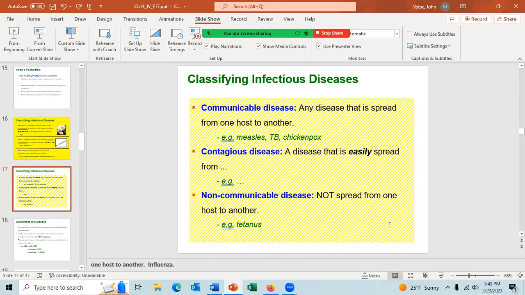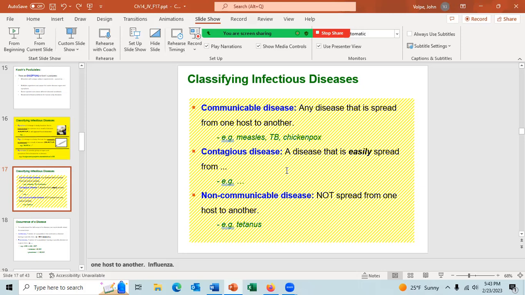A communicable disease is any disease that is spread from one host to another. Examples would be measles, tuberculosis, and chickenpox. A contagious disease is a disease that is easily spread from one patient to another. An example of a contagious disease would be influenza, COVID-19, and chickenpox. Actually, we could say measles too. Okay, those are all contagious diseases.